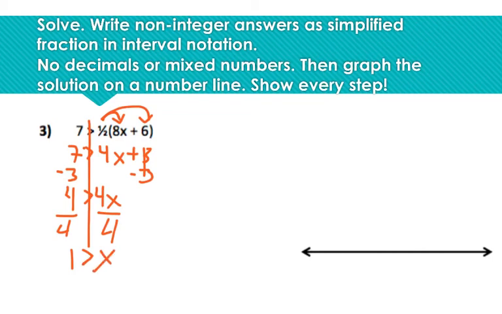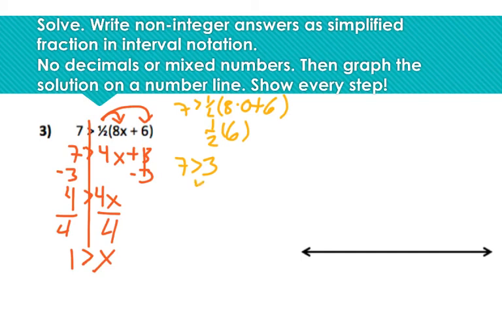Now let's do a quick check, because it's always helpful and it helps us to remember how to check these. Quickly I take, okay, what's something less than 1? 0. So we're going to do 7 is greater than 1/2 times 8 times 0 plus 6. So inside our parentheses we get 6, because 8 times 0 is 0, plus 6 is 6. We're going to multiply that by 1/2, which is 3, and 3 is less than 7, so it worked.